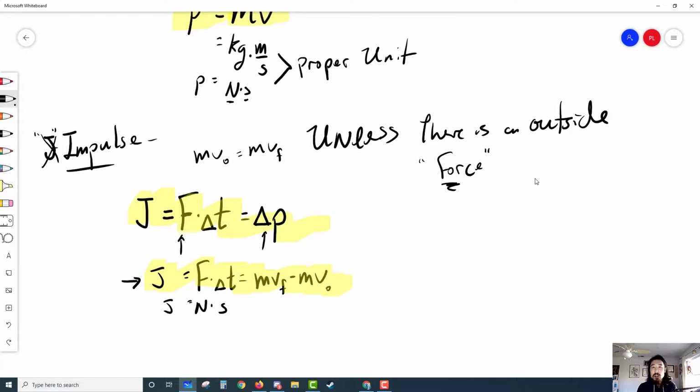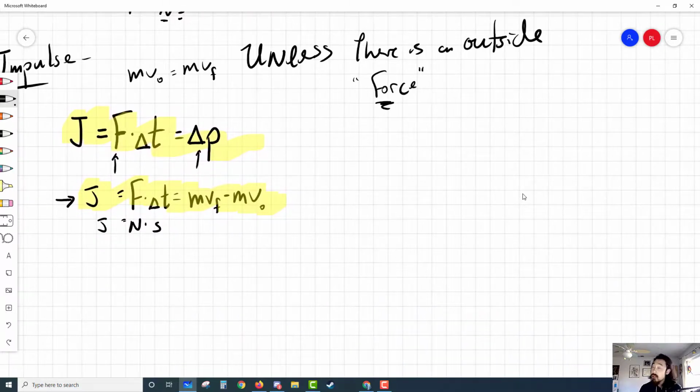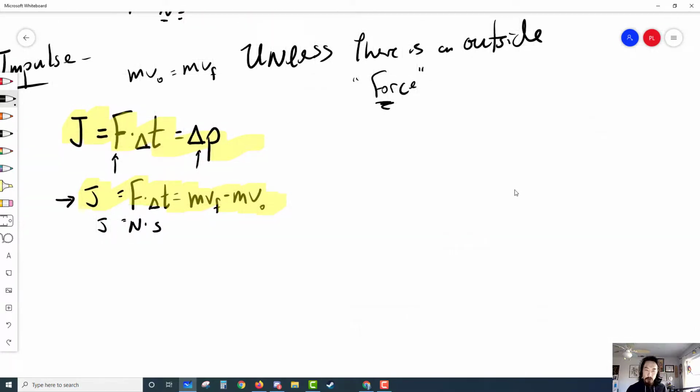If you have a moving object, the only reason why that object ever slows down or speeds up is because there are outside forces. That is impulse. If there's an outside force, it affects the motion. And later on, we're going to describe how different objects within the system can interact with each other, and how they can affect the impulse of a system. And this is what we call collisions.